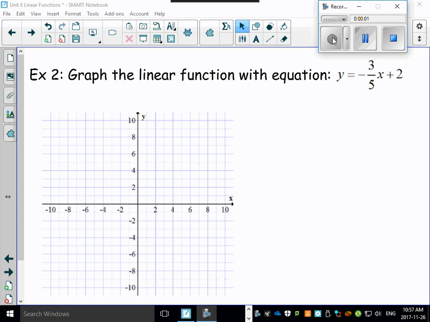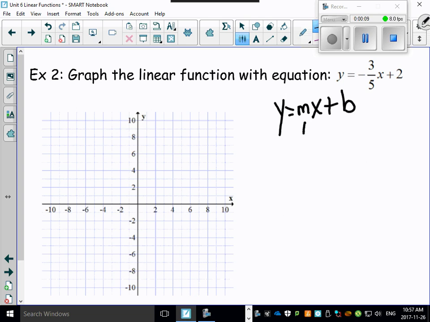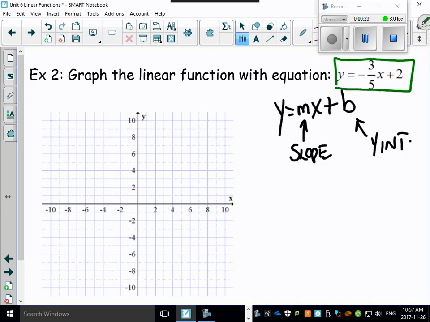So let's continue our y equals mx plus b journey. Remember, y equals mx plus b, where m is the slope, and b is the y-intercept. And if you look at this question here, it says graph the linear function with this equation. So now I've got an equation here. I've given you this equation. You have to just interpret it. How do you interpret it?